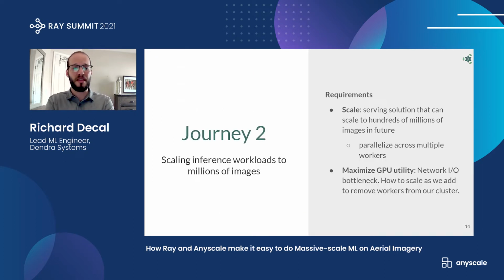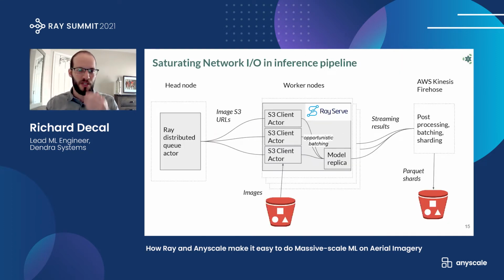The second thing that we used Ray for is inference and model serving. Our main requirement was scale. We wanted a solution that could scale to hundreds of millions of images in our future, which we're projecting to hit in just a few years given our growth rates. And we wanted to be able to split this work across many workers in a cluster. The second thing we wanted to do was maximize the GPU utility across the cluster, to get the most bang for our buck, essentially. So initially, I was having trouble with network I/O as a bottleneck. I'm going to talk to you about how I got around that and was able to saturate our GPUs.